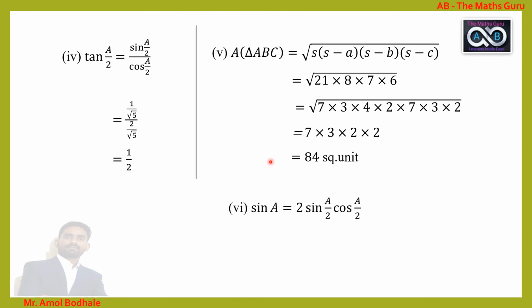The last one, sin A. Sin A can be written as 2 times sin of A by 2 into cos of A by 2. As already we have known the value of sin A by 2 and cos A by 2, so we can write 2 into 1 by root 5, 2 by root 5. So here 2 into 2, 4, root 5 into root 5, that is 5. So in this way we get the value of sin A, that is 4 by 5.